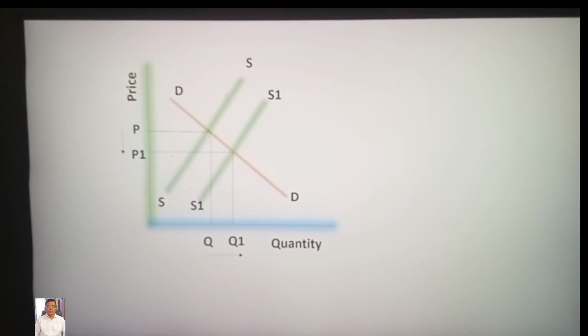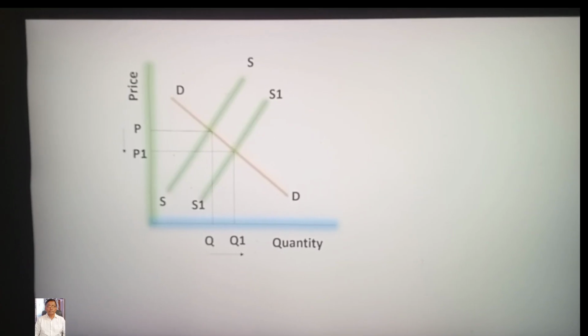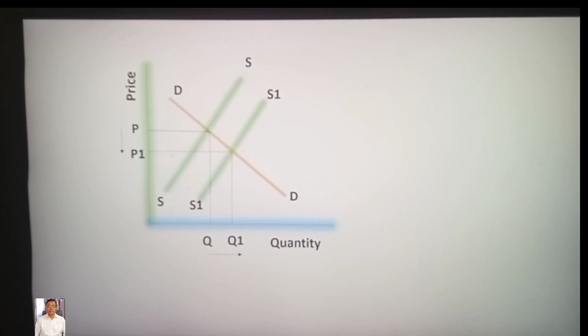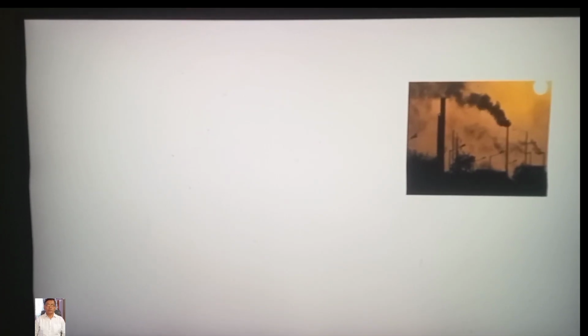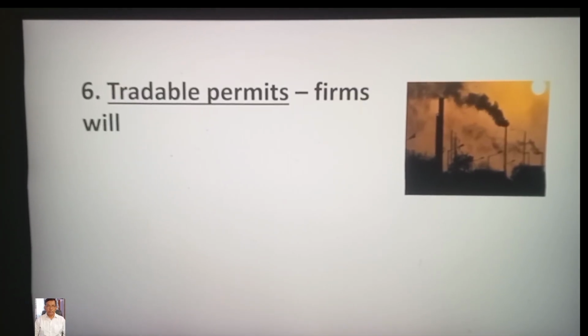Movements along a demand or supply curve of a good only happen because of a direct change in price of the good. Changes caused by any other factor, tax and subsidy included, are represented by a shift in the curves. Sixth, tradable permits.